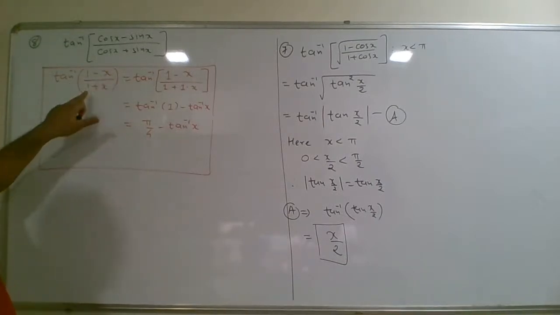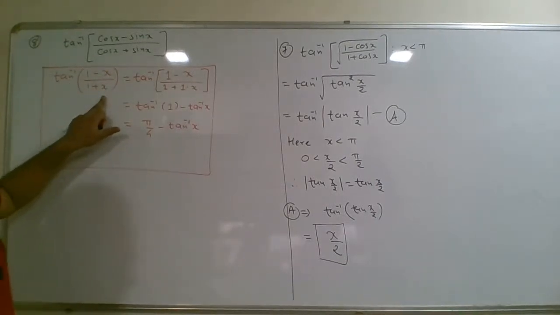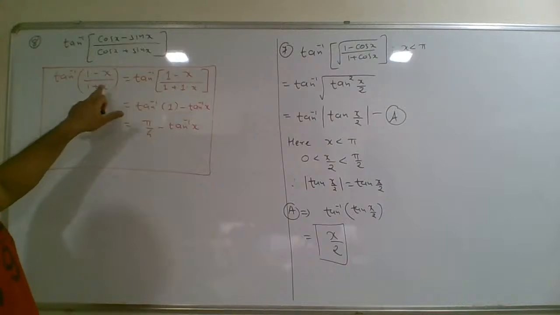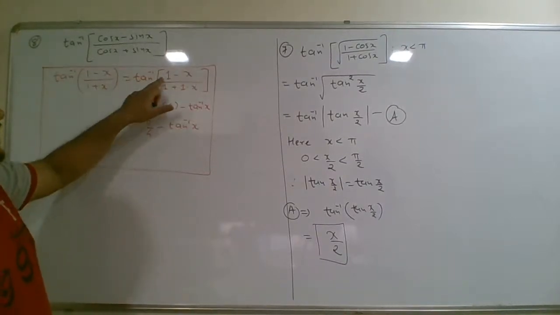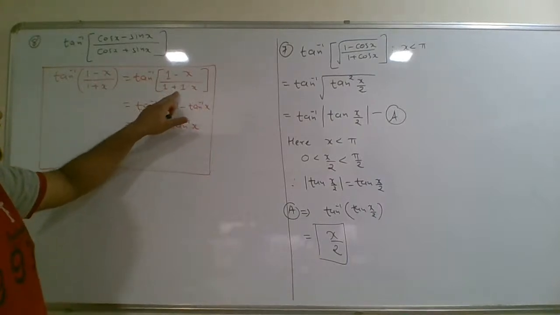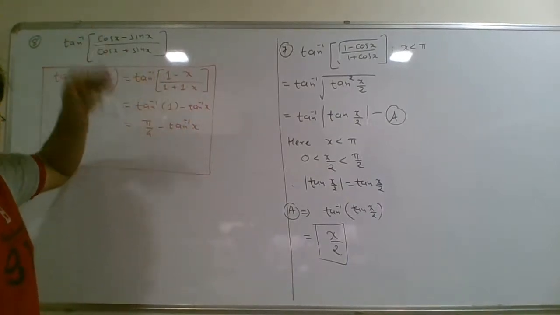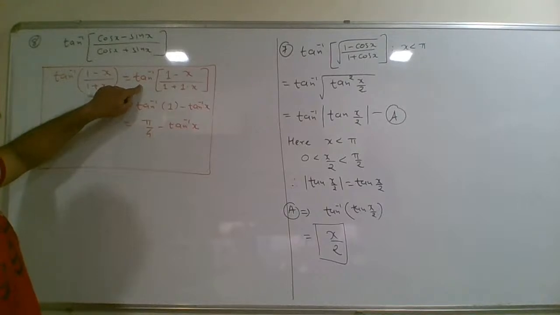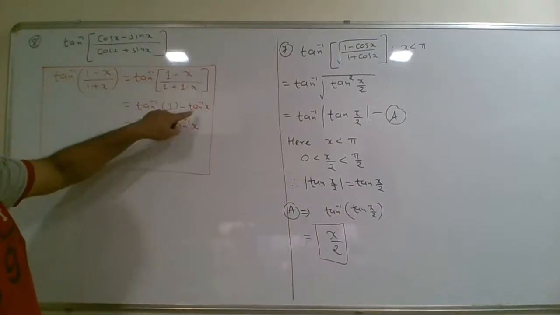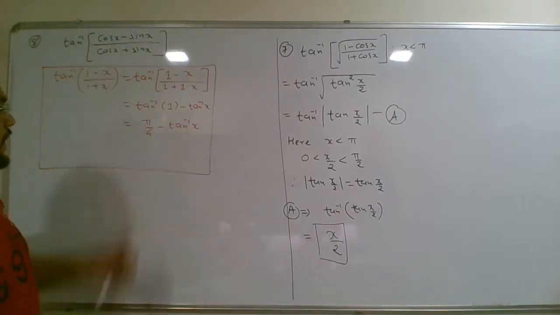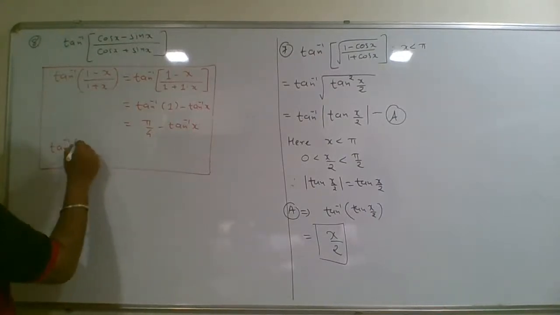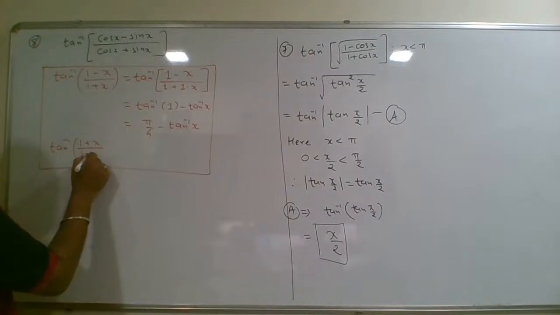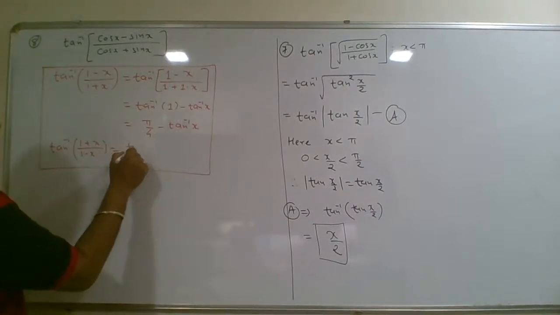Tan inverse 1 minus x upon 1 plus x equal to what? We can write x as 1 into x. So it becomes the formula tan inverse alpha minus beta upon 1 plus alpha into beta. Reverse formula, so it is equal to tan inverse alpha minus tan inverse beta. Okay, and similarly, in the same way, tan inverse 1 plus x upon 1 minus x equal to what?